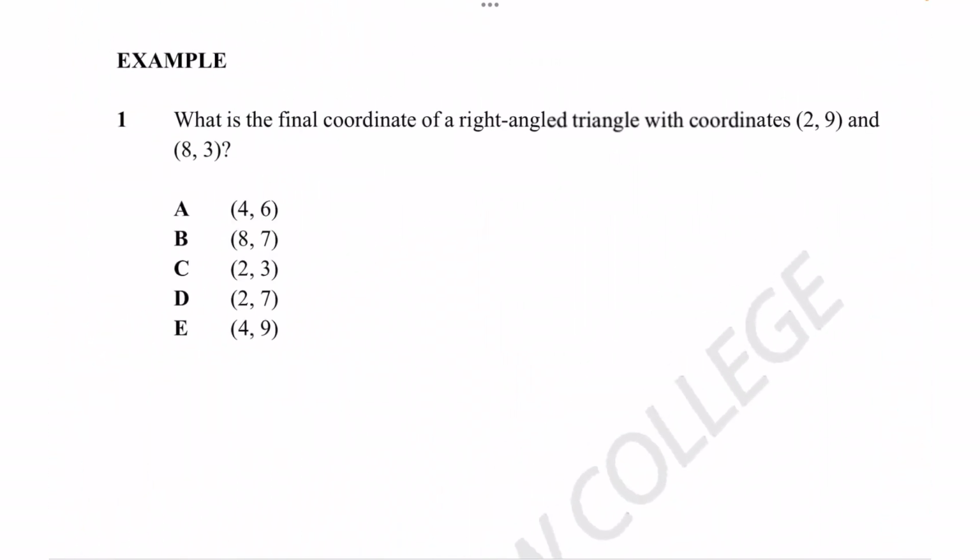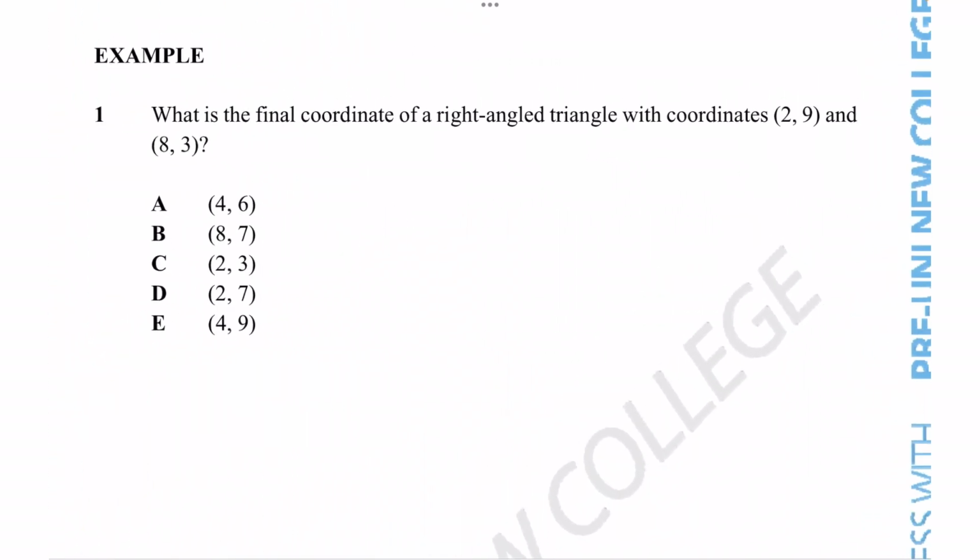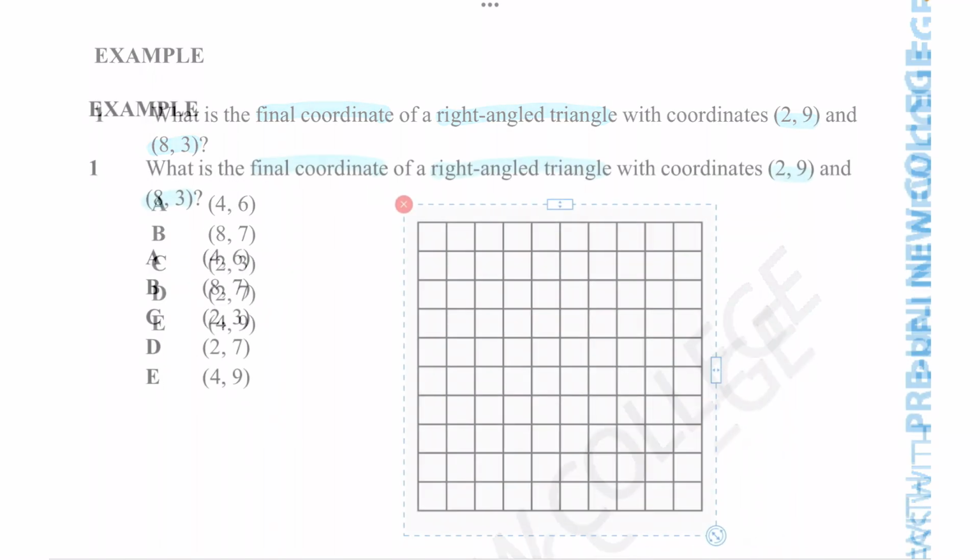To do so, let's try it out on this example question. Here we have a question that says, what is the final coordinate of a right angle triangle with the coordinates 2, 9 and 8, 3? So this is definitely a question where a diagram comes in very handy. So let's quickly draw up a grid where we can pinpoint what these coordinates look like.